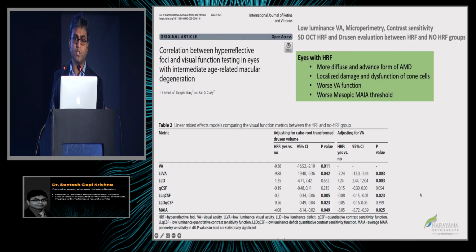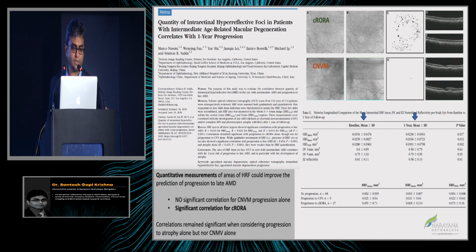When you look at visual acuity changes, there is a study wherein they looked at low luminance visual acuity, microperimetry and contrast sensitivity. They found that eyes with HRF, when compared with eyes without HRF, had a more diffuse and advanced form of AMD. There was localized damage and dysfunction of cone cells, worse visual acuity, and worse mesopic threshold. So these are all studies wherein we had seen qualitative assessment.